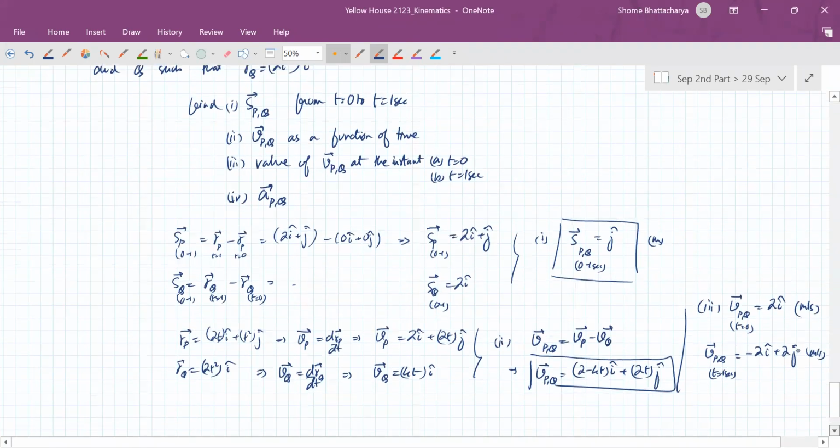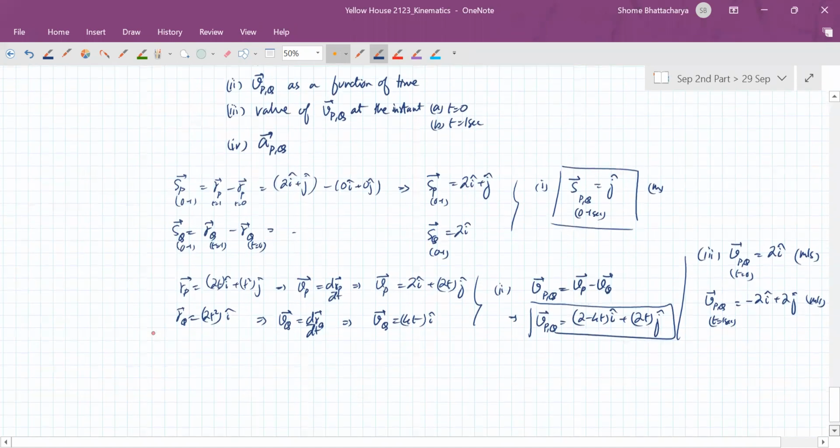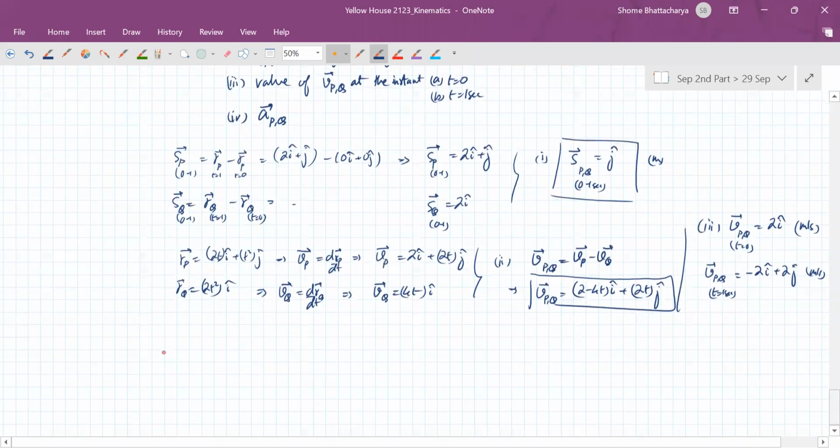Now, as far as calculating the relative acceleration is concerned, we can now do two things. We can either calculate the individual accelerations, or we can also use the definition that this is the rate of change of instantaneous velocity. So since we already got this, we can use this definition here.